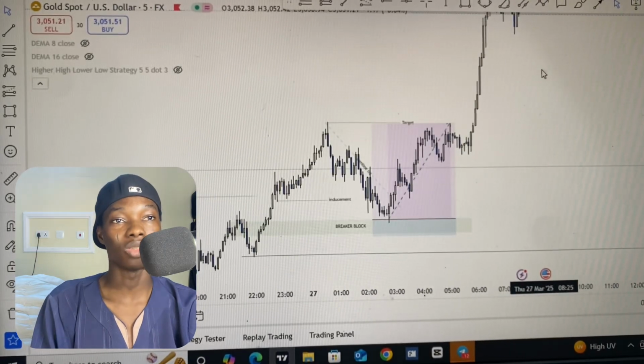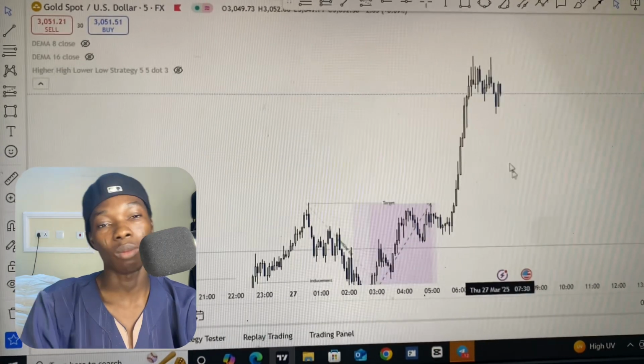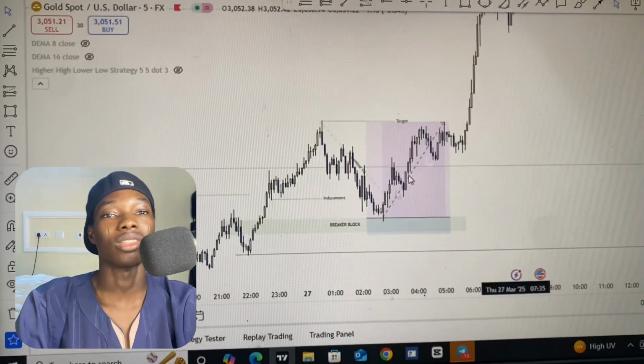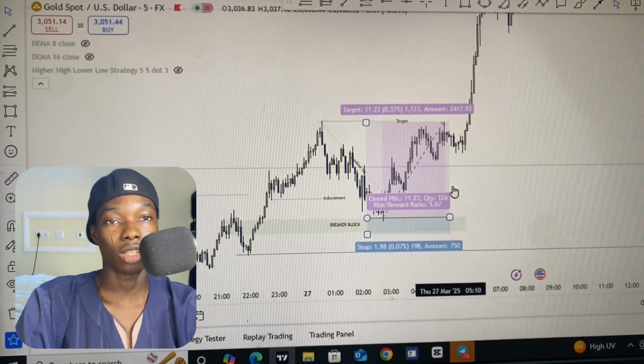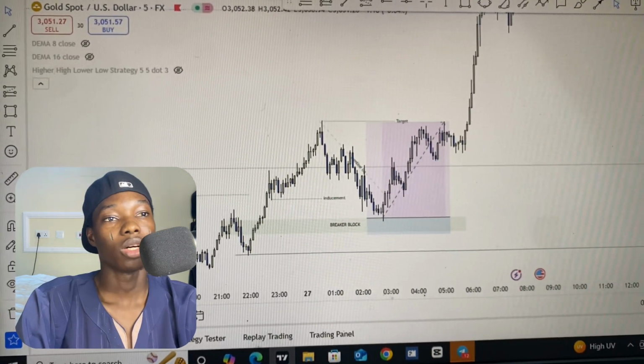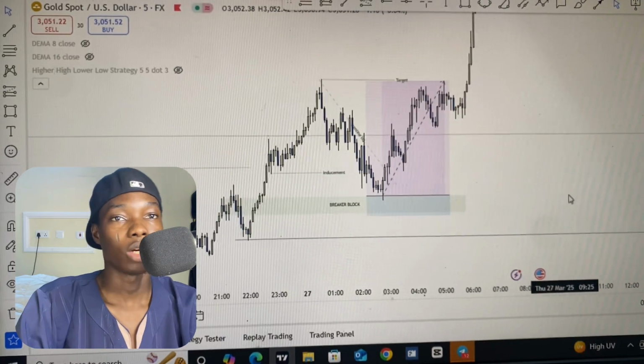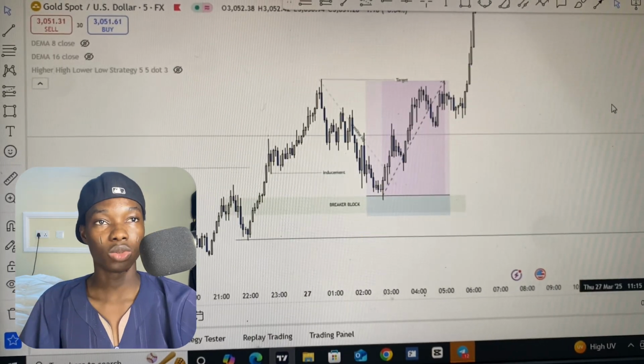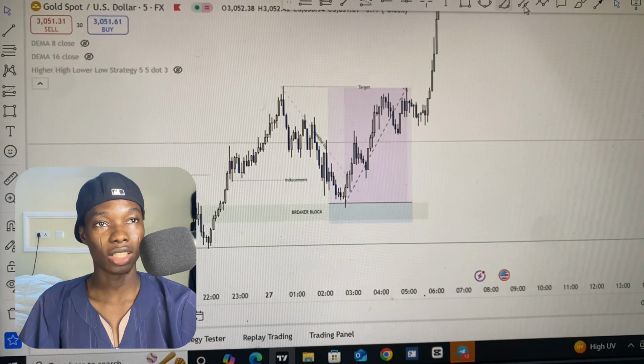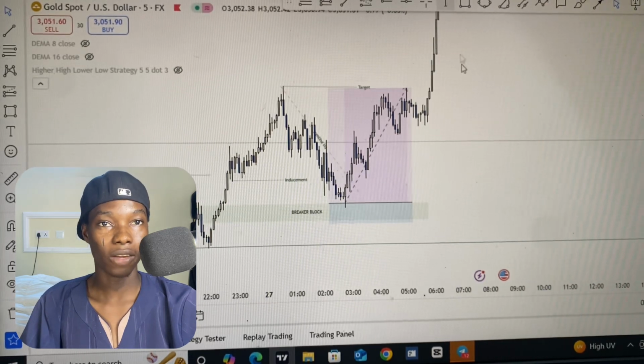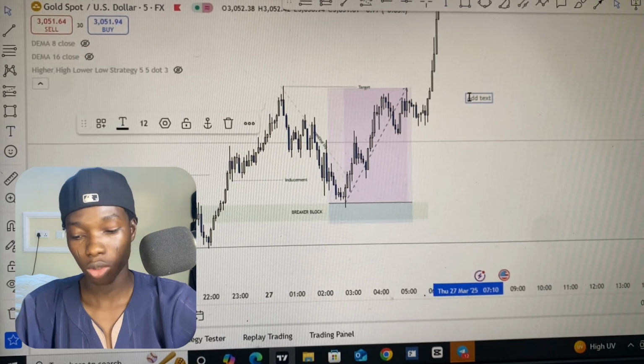But I'm not even interested in this move. I am not worried that I'm not able to catch this move, as long as the one that I'm expecting, the one that I'm interested in, goes as planned. So that is how easy you can use these things to just get in and get out easily. You just need to know how to mark it out.